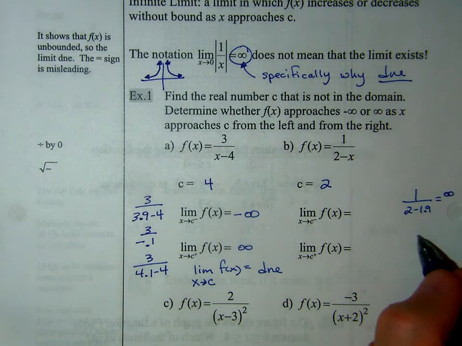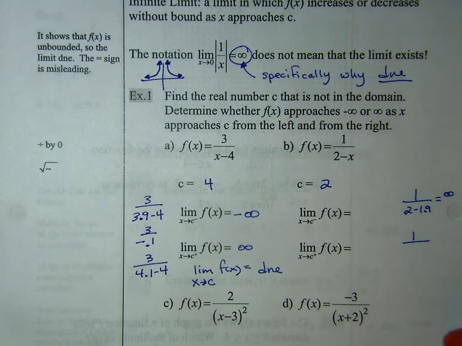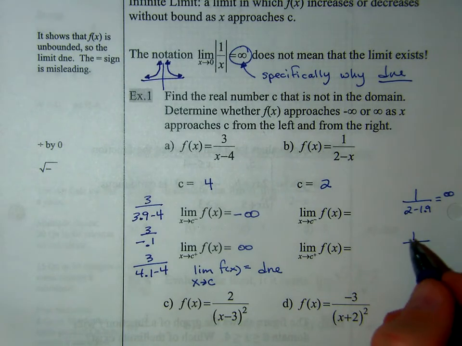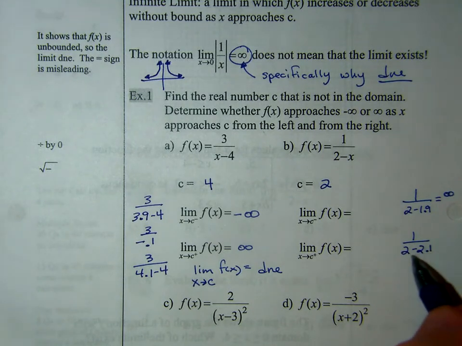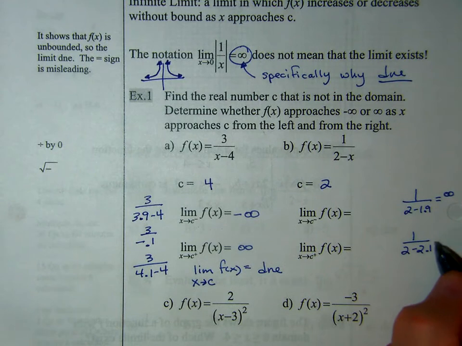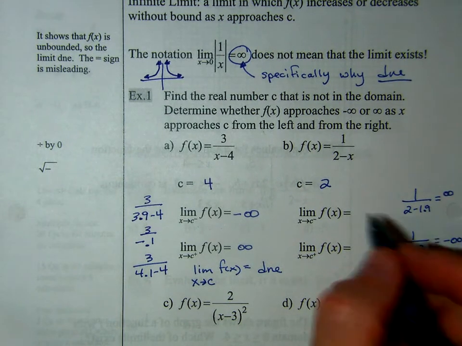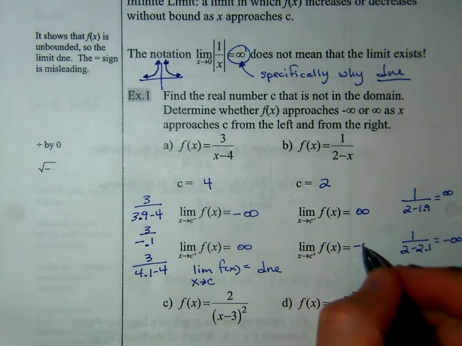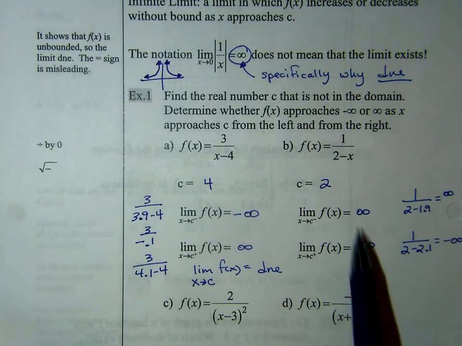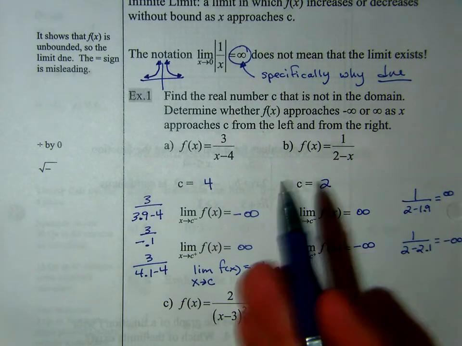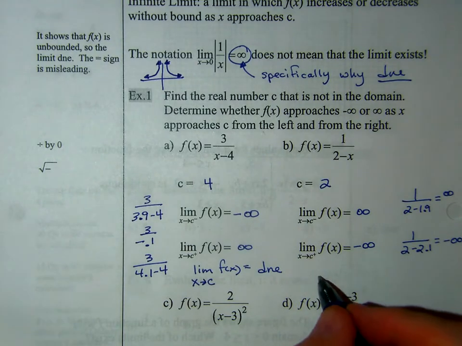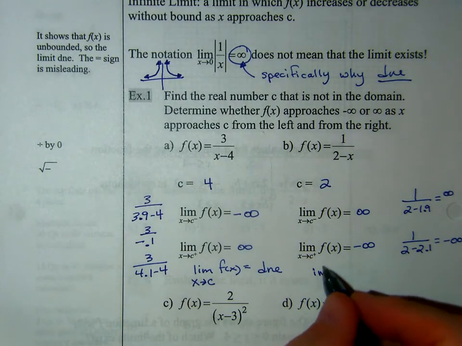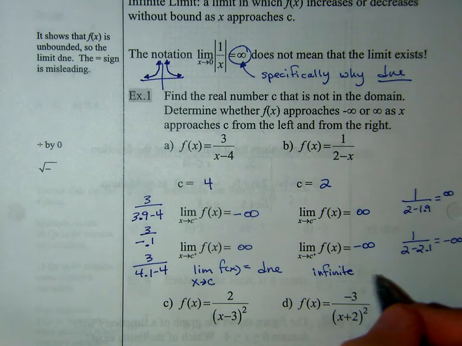All right, and down here, if we go a little bit to the right of 2, that's going to be 2.1, and that's going to be a negative 0.1 again, similar to over there, so that's going to be negative infinity. So this was positive infinity, and this was negative infinity. And since those are approaching different values on the left and the right, that's also going to be does not exist. That's an infinite discontinuity.